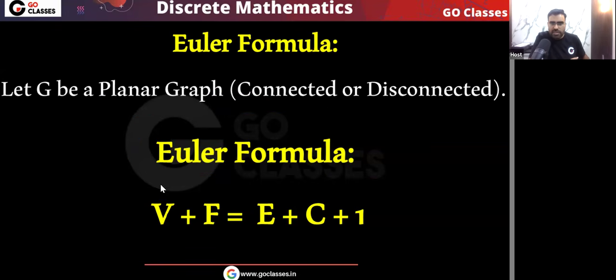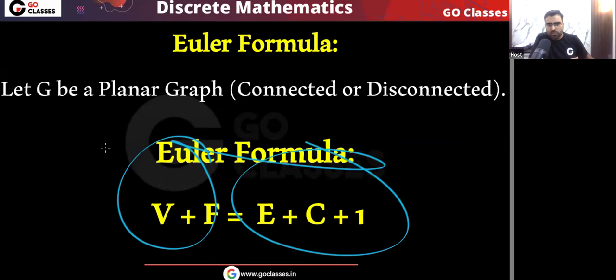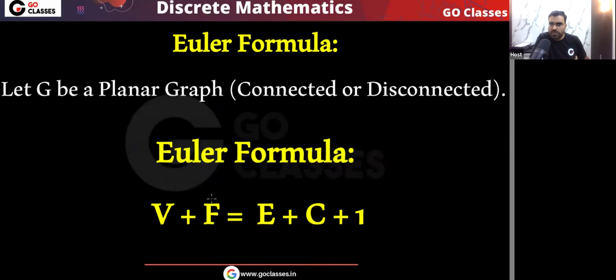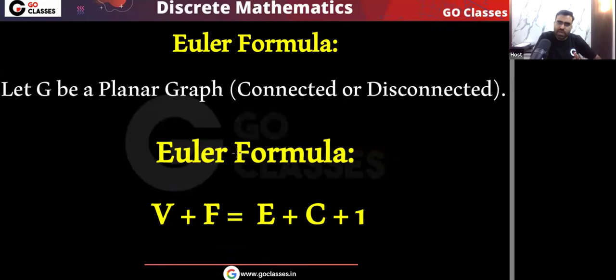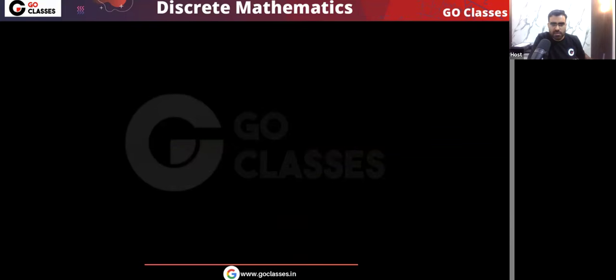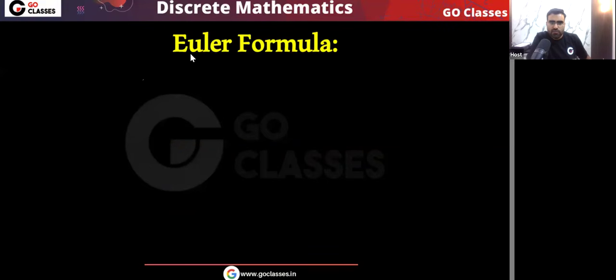So if your graph is planar, then the Euler formula says that V plus F equals E plus C plus 1. The number of vertices plus the number of faces will be equal to the number of edges plus the number of connected components plus 1. And this formula will be true for every planar representation of any planar graph, so it does not depend on a particular planar representation. Using this formula you can easily count the number of faces in the planar graph for any planar representation. Is this clear?